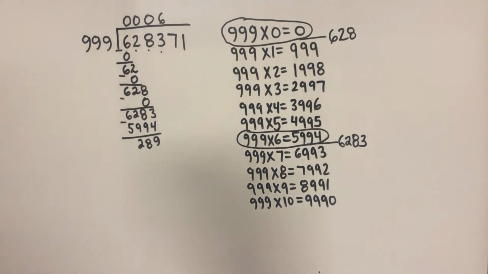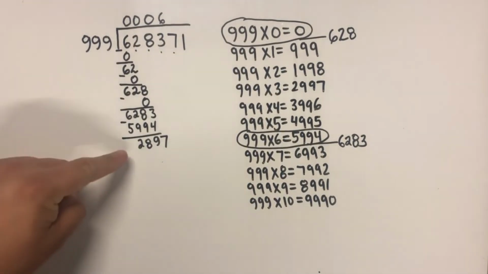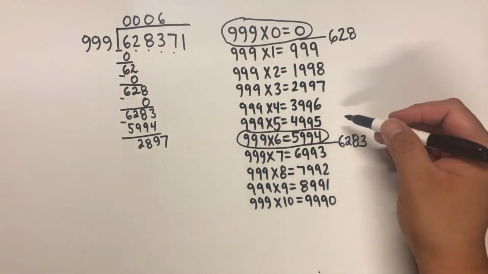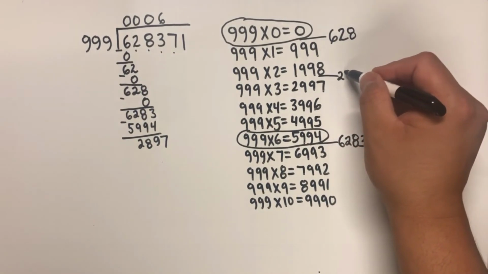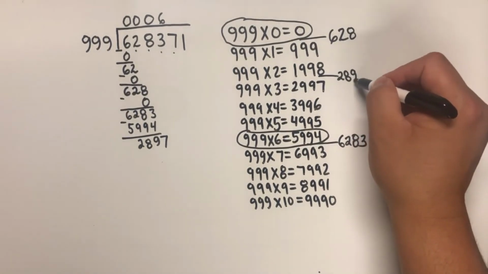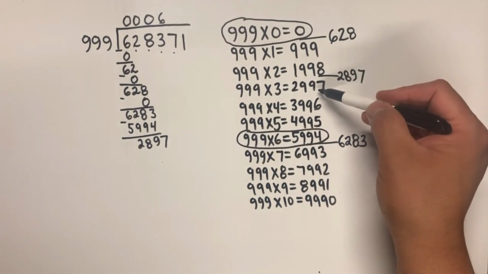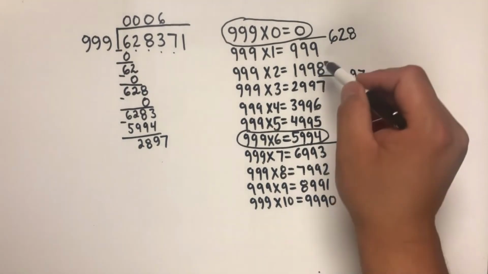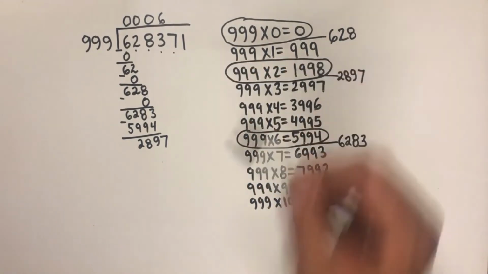Next step 2. The next number inside the division house, which is the number 7. I'll bring it down right here. So I now have the number 2,897. And I'm going to squeeze the number in between two numbers in the multiplication table over here. I can see that the number is right here. This is 2,897. It's in between the number 1998 and 2,997. And between those two numbers, the smallest one is 1998. So I circle the entire expression. 999 times 2 equals 1998.